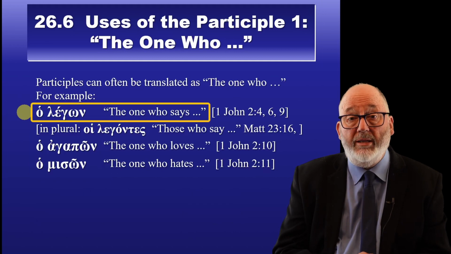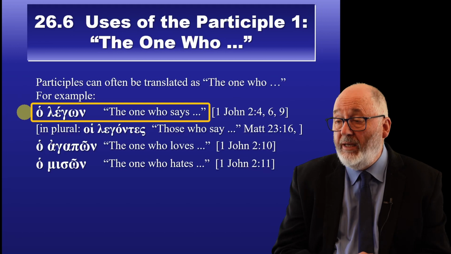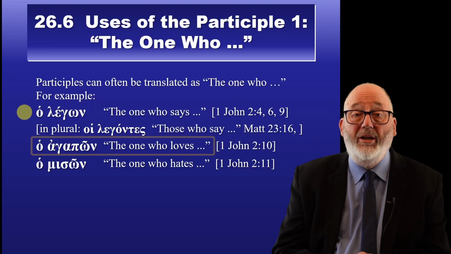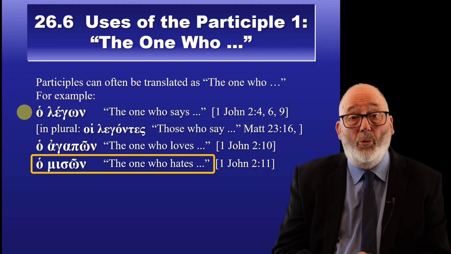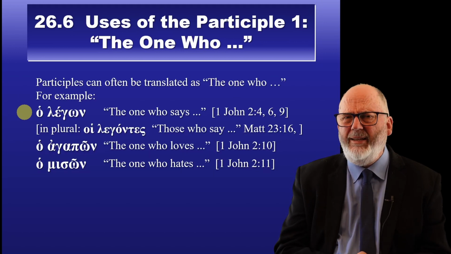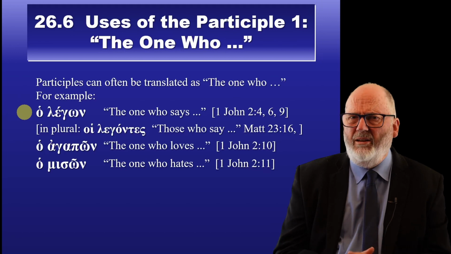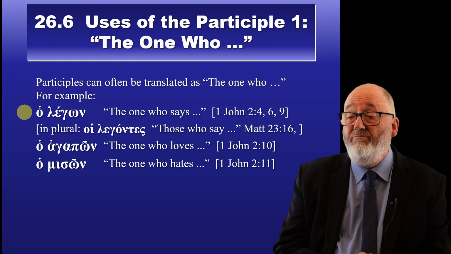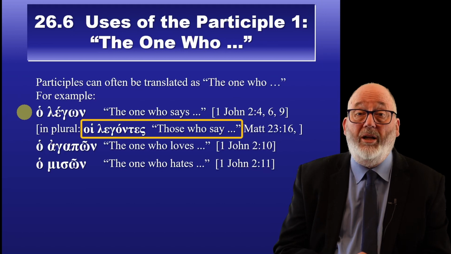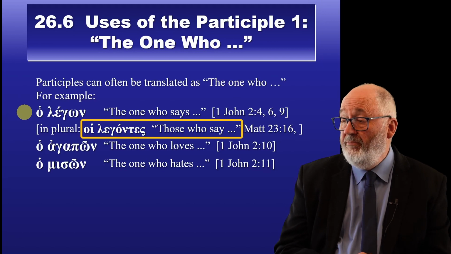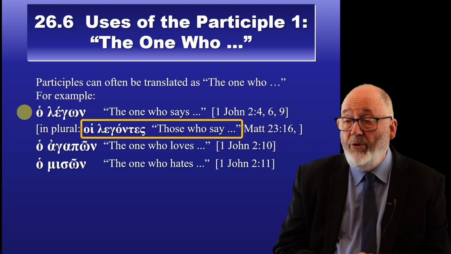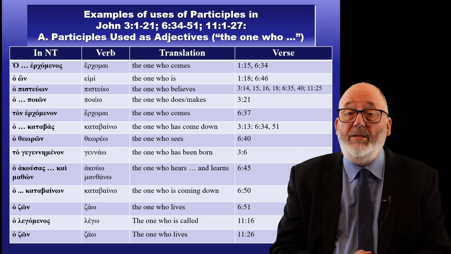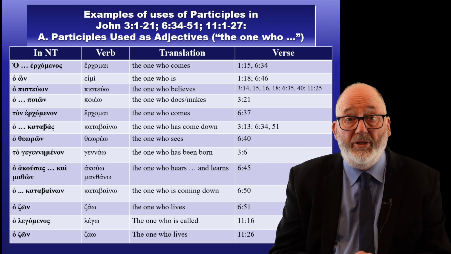Ho legon is translated the one who says. Ho agapon, the one who loves. Ho misown, the one who hates. Do you see the pattern here? They can crop up in plural. I couldn't find one in 1 John, but I did find hoi legontes, the plural of ho legon, in Matthew 23, those who say. And here are some other examples just taken from the Gospel of John itself.